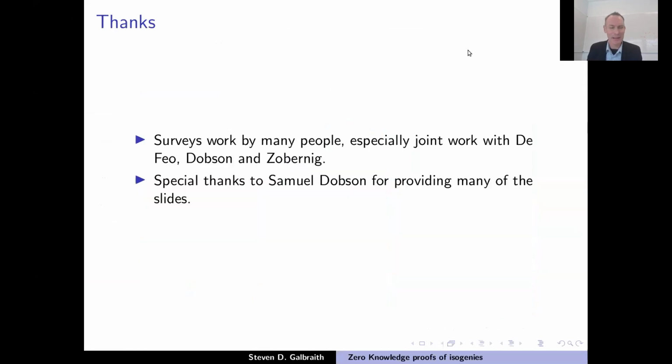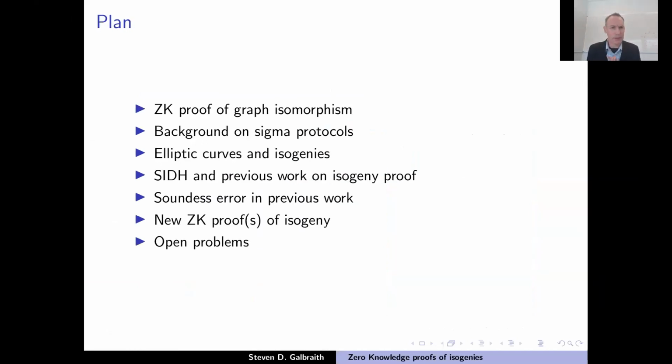It's very nice to be here, and I'm going to talk about some joint work with students, and also I'm really giving an overview of lots of work by many people. So this is the plan that I'm going to try and get through. I'm going to start off by talking quite generally about graph isomorphism and some quite general problems in graphs, and then I'll specialize to isogeny graphs and talk about some specific proofs.